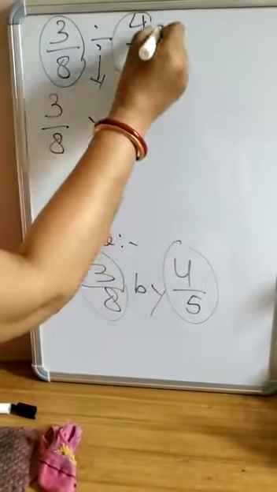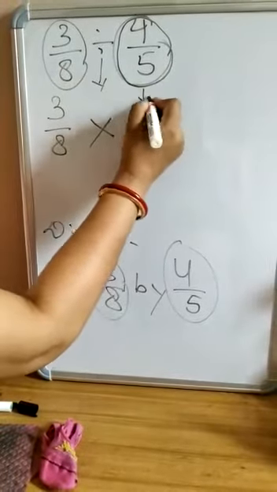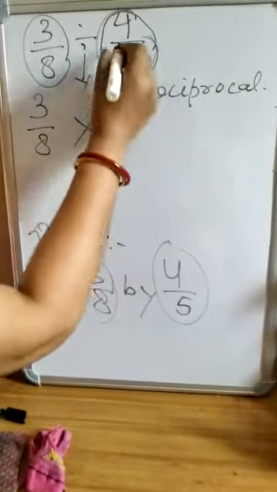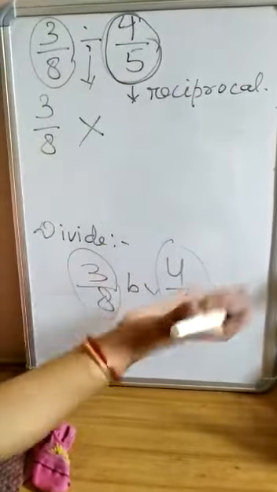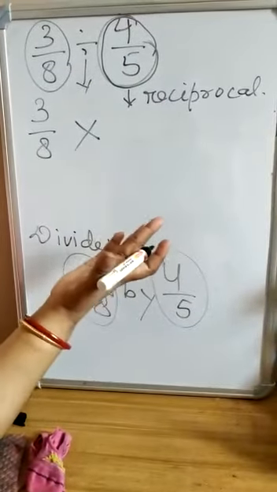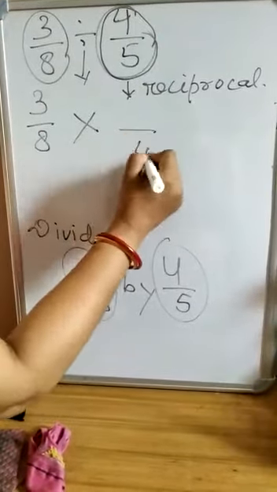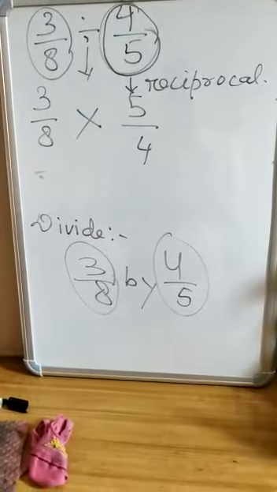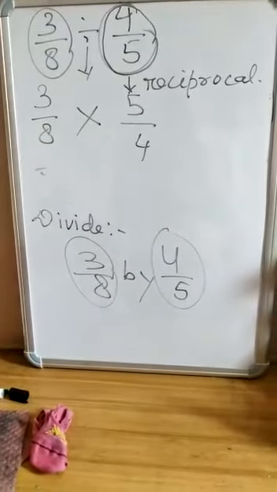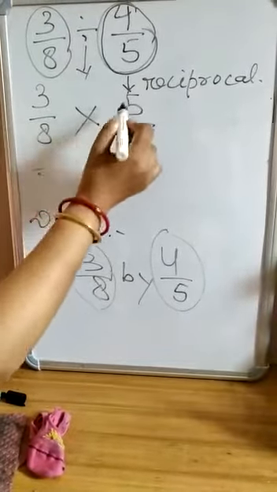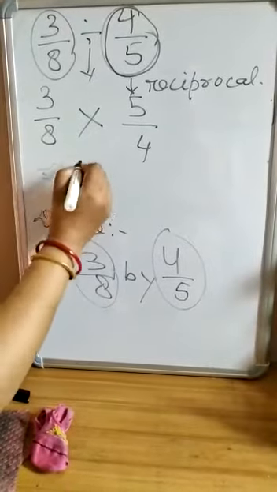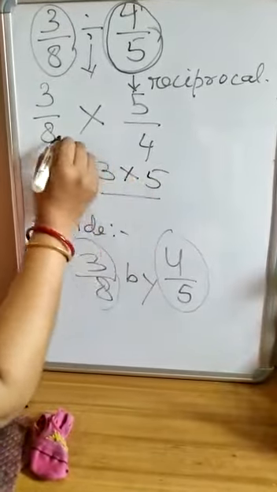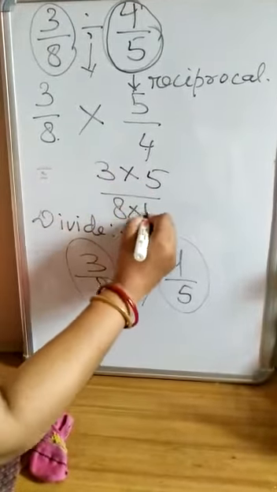Second step. Now this is the divisor, 4 by 5. Write down the reciprocal of this 4 by 5. So, what is the reciprocal of 4 by 5? Interchange the position of denominator and numerator. Numerator will become denominator and denominator will become numerator. Okay? Now it is 3 by 8 into 5 by 4. Now here we see that numerator will be multiplied with numerator, 3 into 5, and denominator will be multiplied by denominator. Okay?